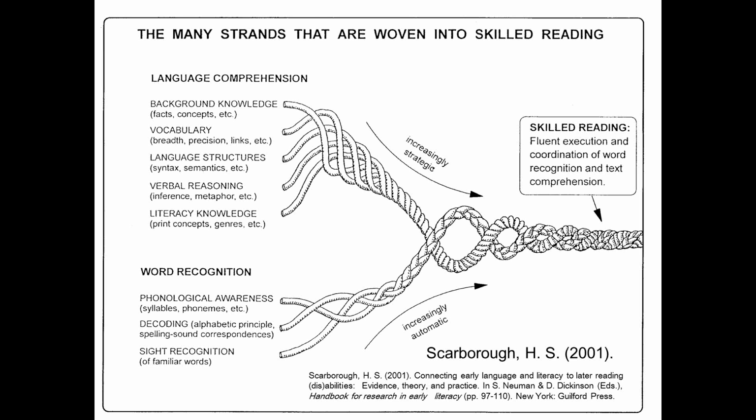When we look at language comprehension and word comprehension, we recognize that as kids develop more language, they become increasingly strategic in their approach to that. As they develop word recognition, they become increasingly more automatic and fluent. And as those two come together, fluent execution and coordination of word recognition and text, that is what a good reader is. That's what a good reader does.